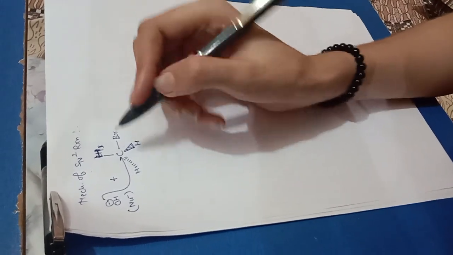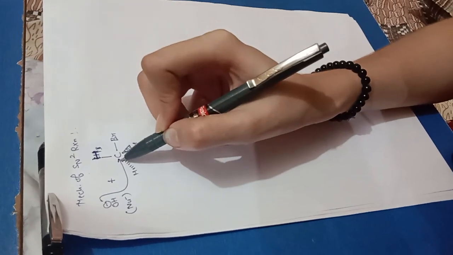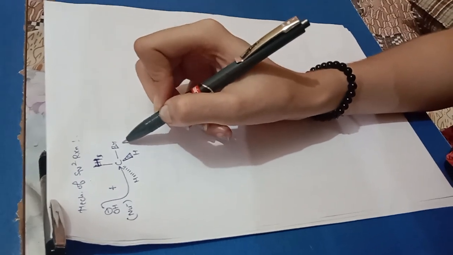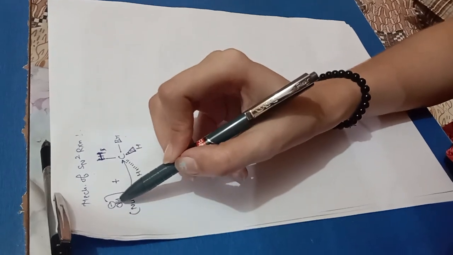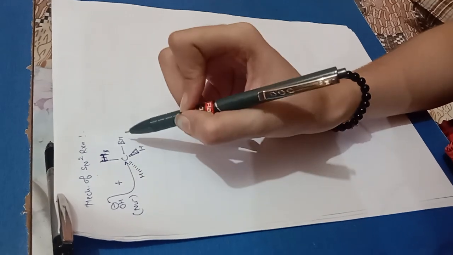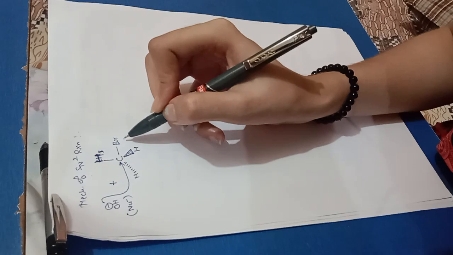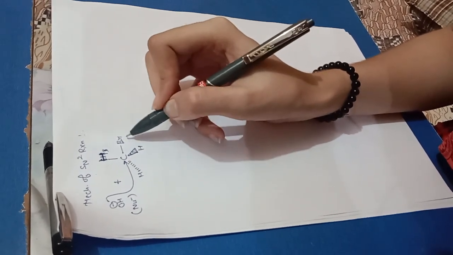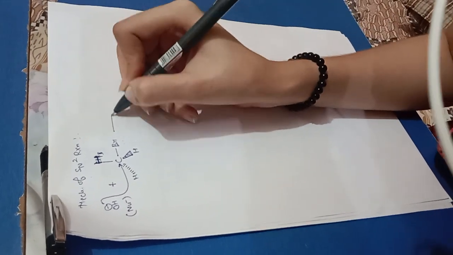Now the question arises, why does the nucleophile attack from the backside? The reason is that bromine is electronegative in nature. It has a negative charge, and the incoming nucleophile also has a negative charge. So, due to negative repulsion, it will not attack from the bromine side. It will attack from the backside of the bromide ion.